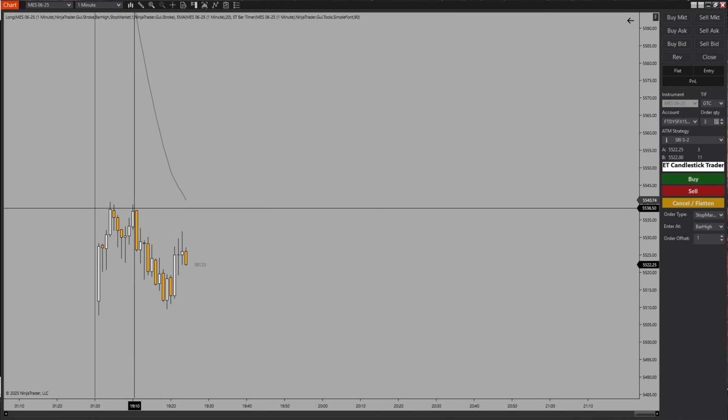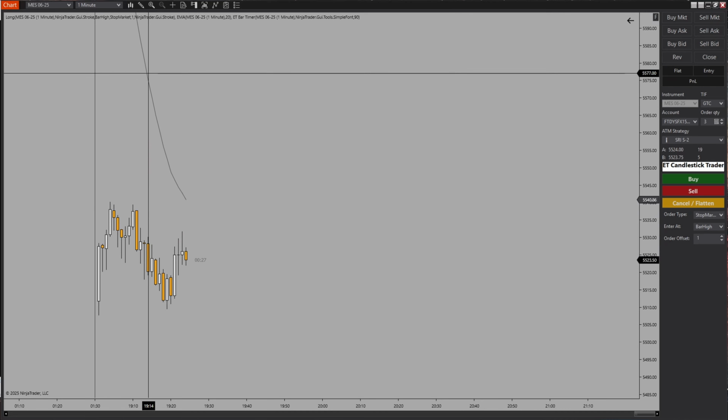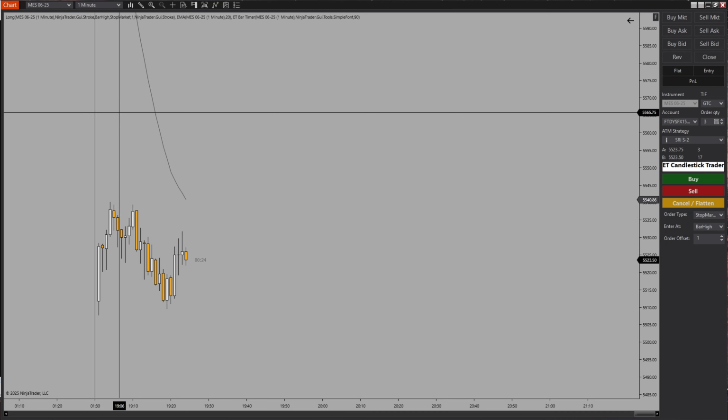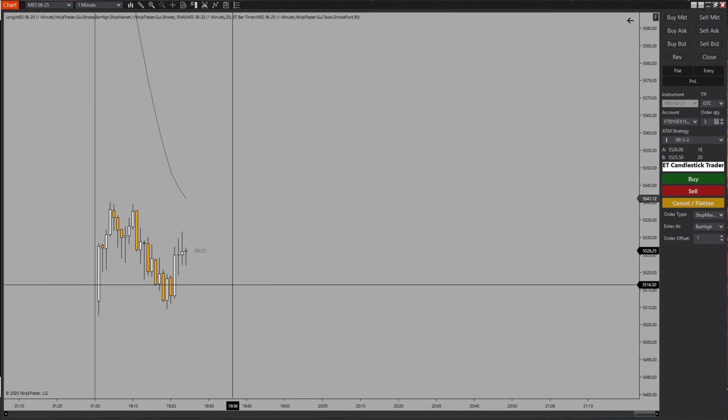Even if I hadn't traded the tick charts today, I wouldn't take this trade just because there are so many magnets up above the price action.